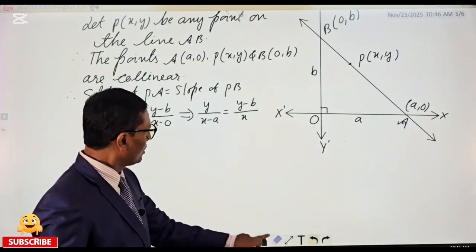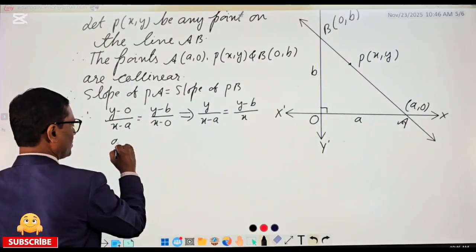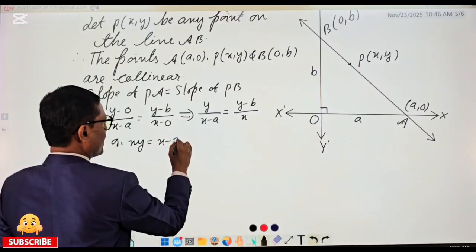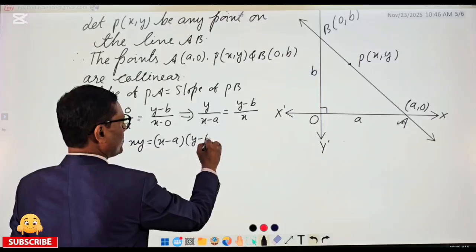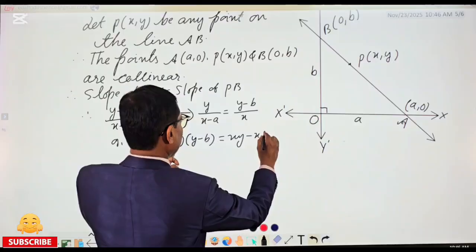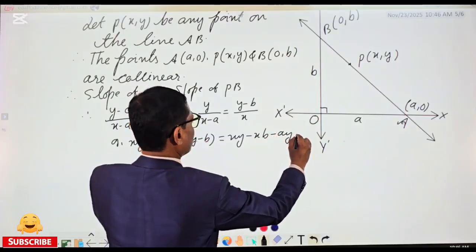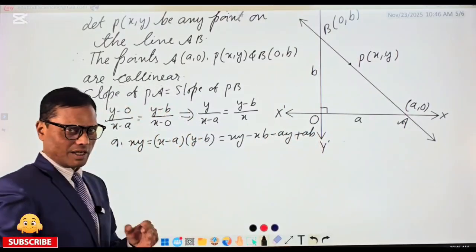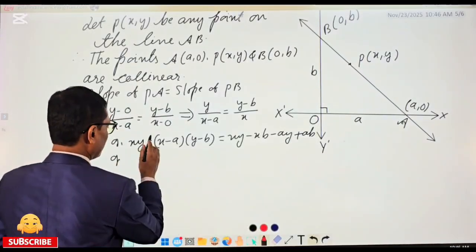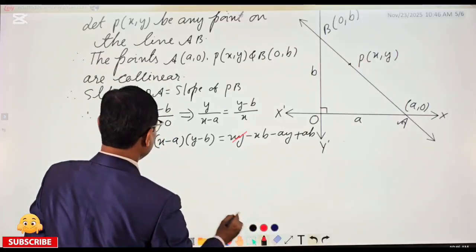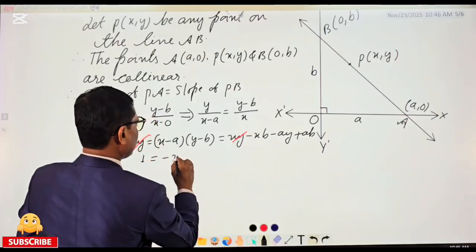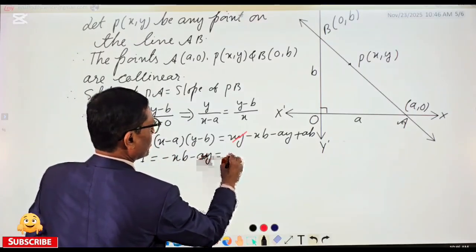Now let's do the cross multiplication. So we have here xy equals x minus a times y minus b, that gives us xy minus xb minus ay plus ab. I'm sure you are so expert in multiplication. Now we can cut xy nicely at both sides. Then we have here, see carefully, 0 equals minus xb minus ay plus ab, so minus xb minus ay equals minus ab.